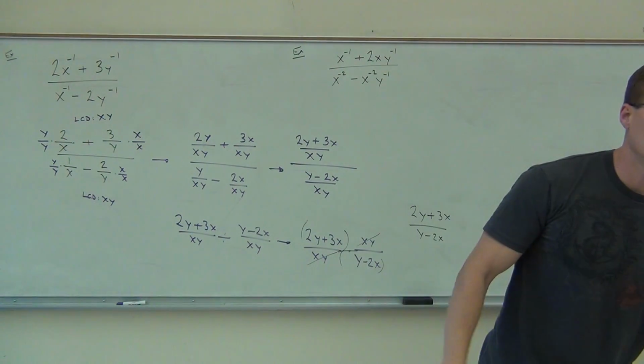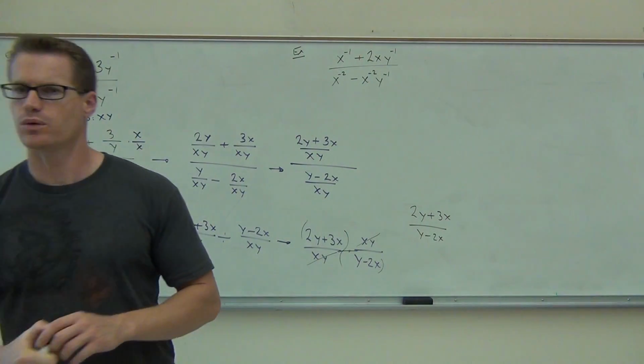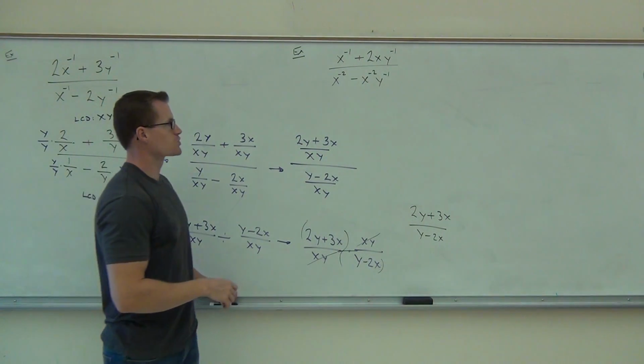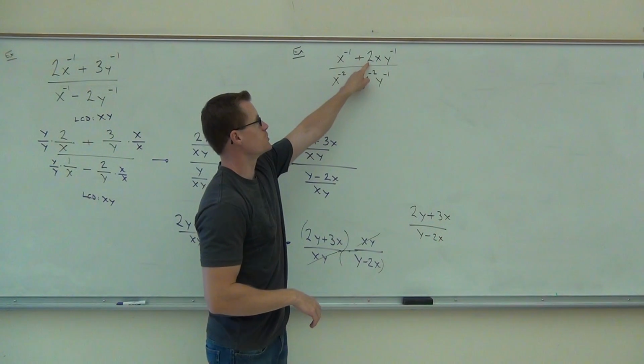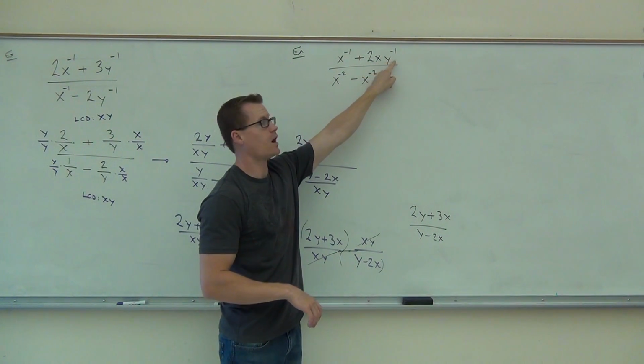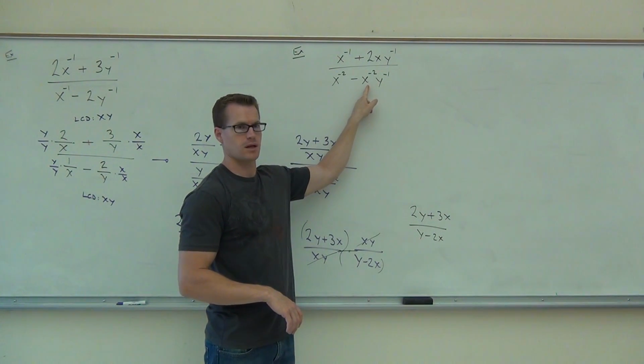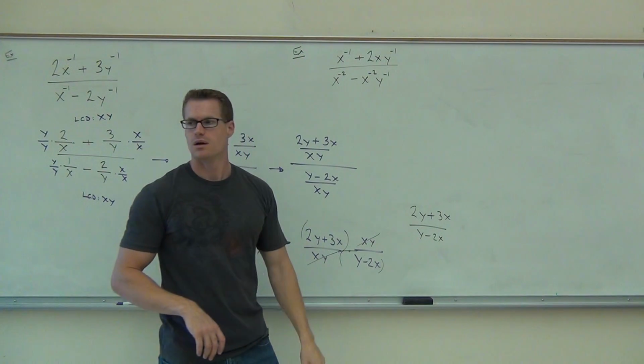Remember to only move the single items that have exponents. Okay, that's the only thing you're moving. So in this problem, are you going to move the 2? No. Are you going to move the x? No. Are you going to move the y? Yes. Are you going to move this x? Yes. Yeah, that's got a negative, and that y.